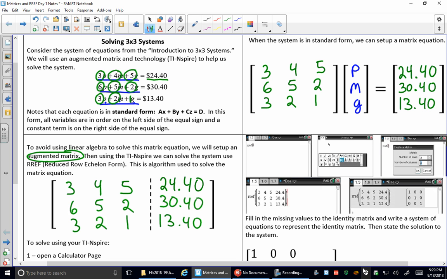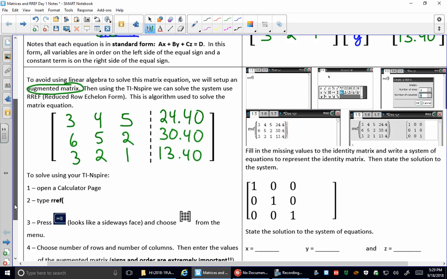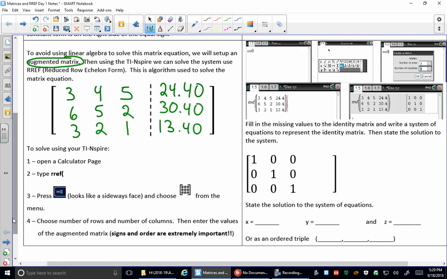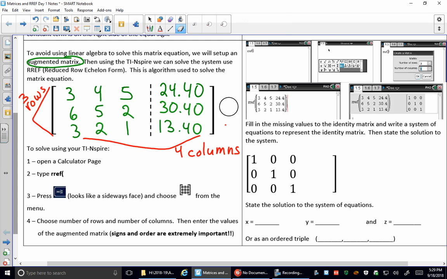Okay, so a few things that we do need to talk about are, one, how do we put this in the calculator? And I'm going to show you two ways. And the second is talking about rows and columns. So what I need you to know here is that here we have 3 rows, and here we have 4 columns. So rows are these horizontal rows of numbers, and our columns are the vertical rows of numbers.